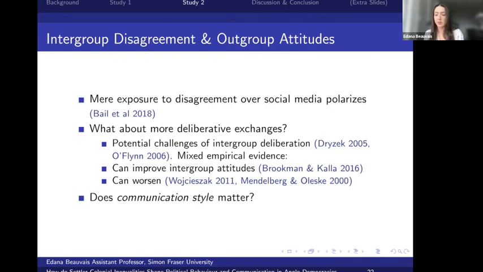And what I'm asking in this research is whether the communication style matters. Maybe part of the reason for these mixed findings is that certain communication styles, like more traditional, rational, legalistic communication, might worsen outgroup attitudes, and that more personal narrative storytelling can improve outgroup attitudes.